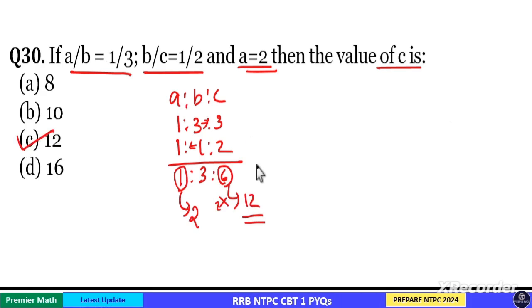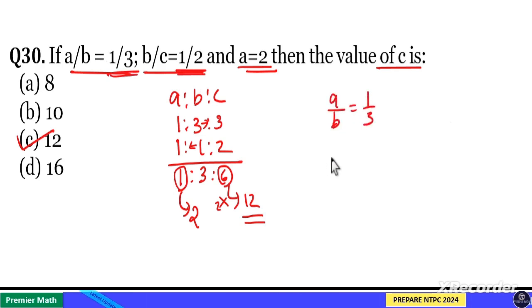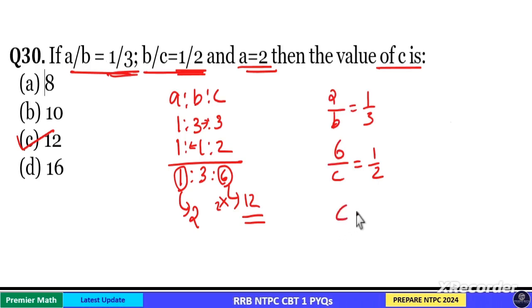Actually, this method is for complex fractions and bigger numbers. You can just find the answer by A by B is equal to 1 by 3 and B by C is equal to 1 by 2. So if you put the value of A as 2 here, B is equal to 6. So just apply B as 6 here. Then C is equal to 12.